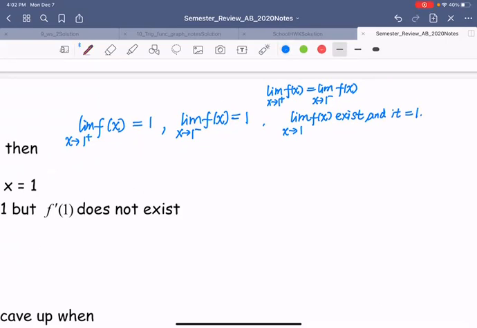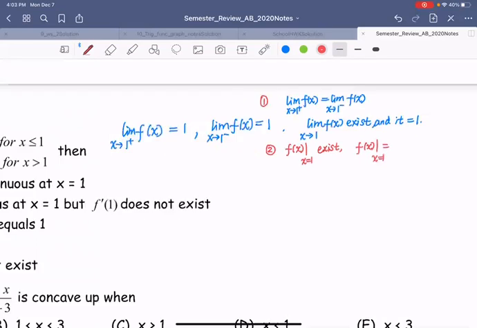Not yet, because they both equal 1. No, listen. This only shows your limit exists. This does not show your function to be continuous. To be continuous, you have to satisfy the next step, okay? Number 2, f(x) at x equals 1 exists. Yes? And f(x) at x equals 1 equals how much?